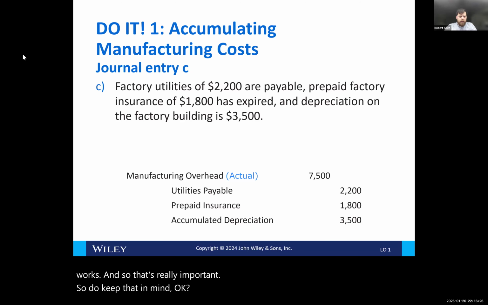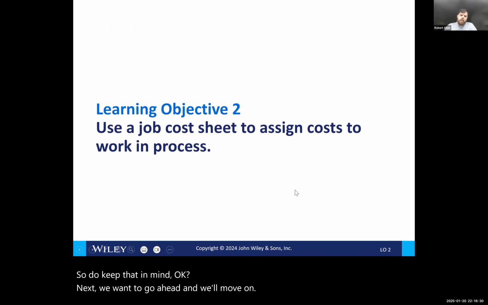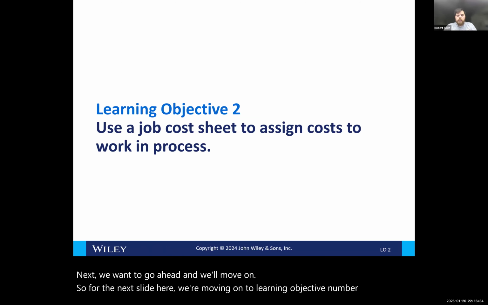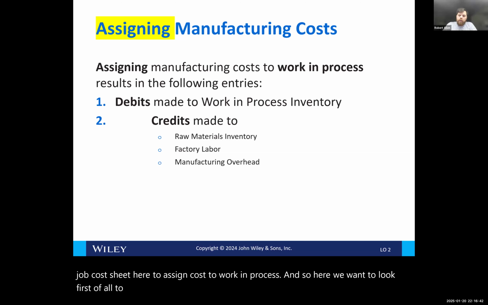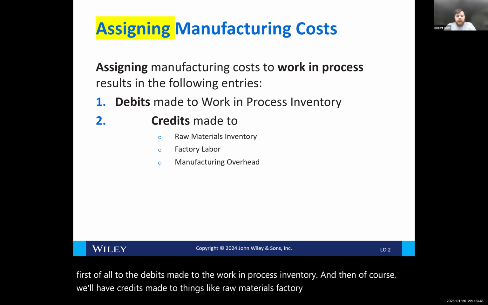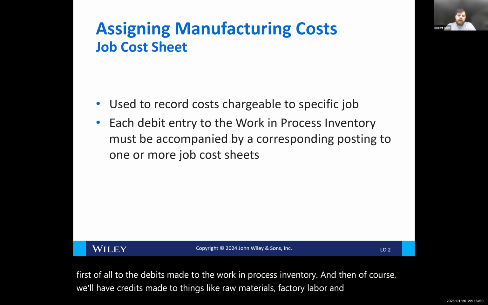Next, we'll move on. For the next slide here, we're moving on to learning objective number 2. We're using a job cost sheet here to assign cost to work in process. Here we want to look first of all at the debits made to the work in process inventory, and then of course we'll have credits made to things like raw materials, factory labor, and manufacturing overhead. So let's see how this works.